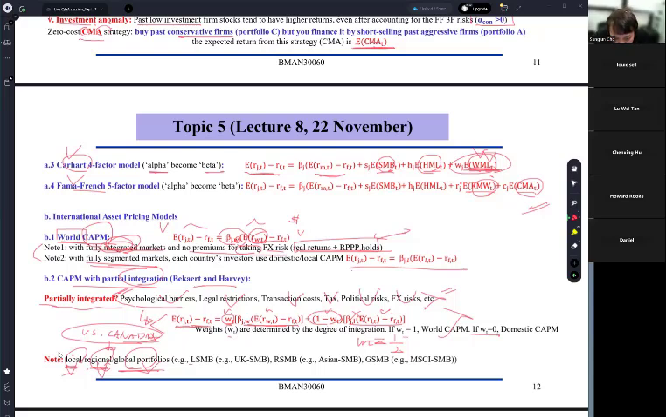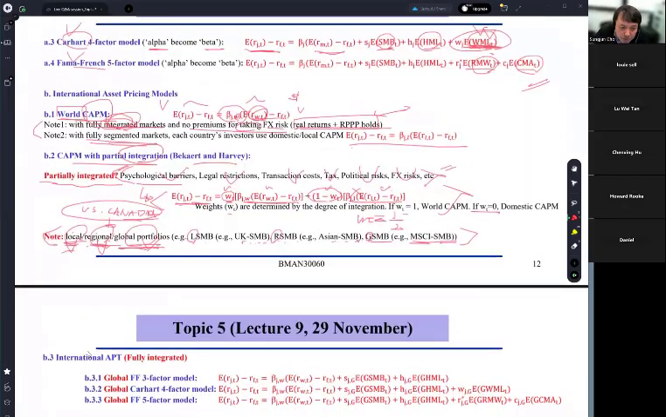Now, for example, whenever I put L here, that means local. So local SMB, for example, UK SMB, you only use UK stock to compute SMB in UK. Whenever I put R, that means regional. So R SMB, one example could be Asian SMB. So when you compute small minus big, you use all Asian stock. Whenever I put G, that means global portfolio. So GSMB, one example is going to be MSCI SMB. So this means I use every risk asset, international stock listed in MSCI, to compute SMB. So you need to know clearly the meaning of local, regional, global.